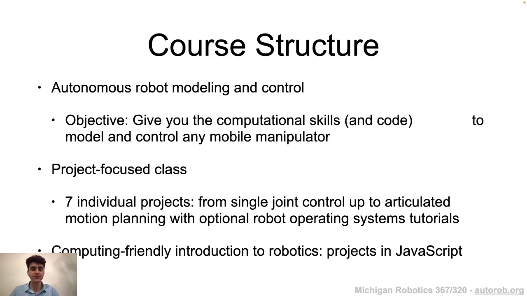And so this is a project-focused class, so there will be 7 projects throughout the semester, which are intended to be individual projects, but we do encourage some collaboration, which we'll talk more about, where we're going to build up this robot operating system starting from a single joint controller all the way up to an articulated robot with motion planning, collision detection, and some really exciting topics.